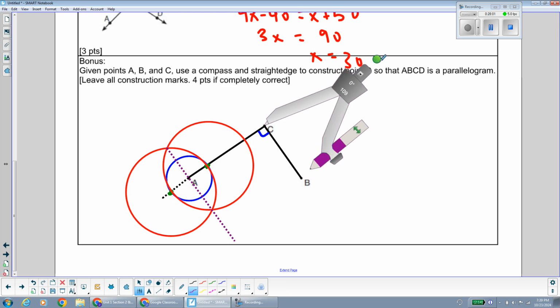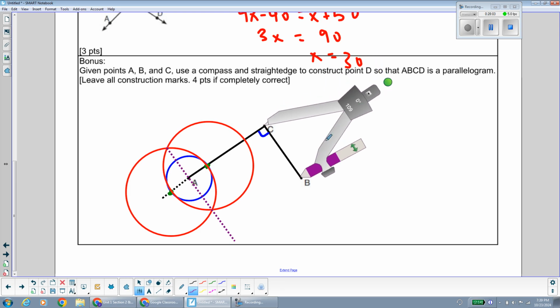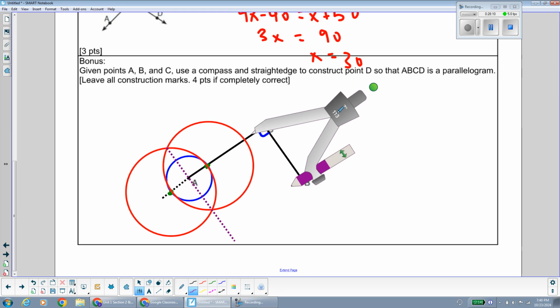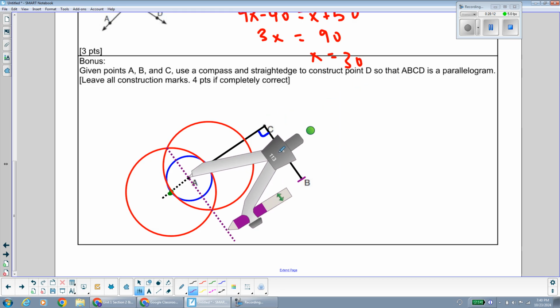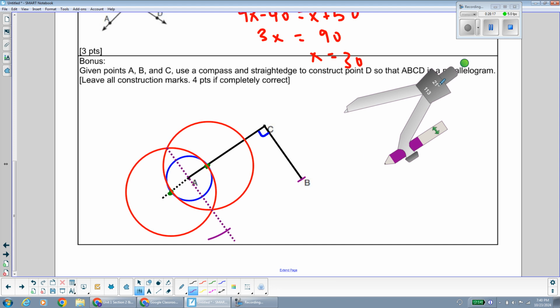We're going to see that later on. So I'm just going to measure, and then I'm going to pick my compass up and measure. And that's my B. Nice. There's my parallelogram.